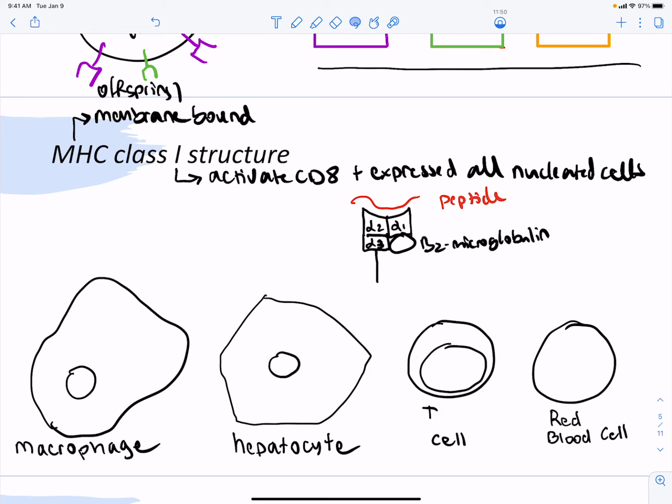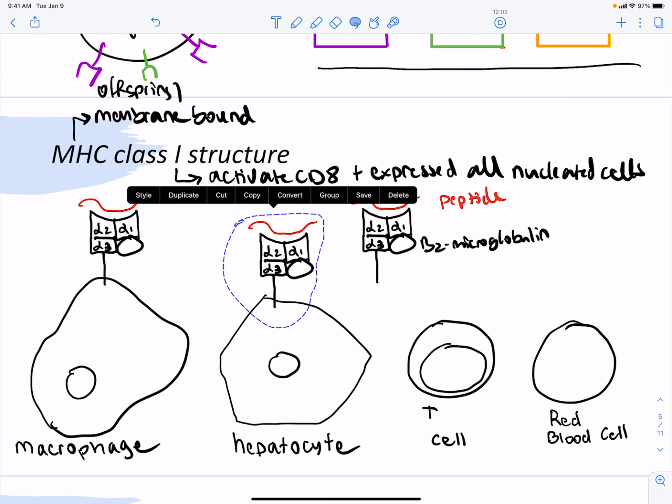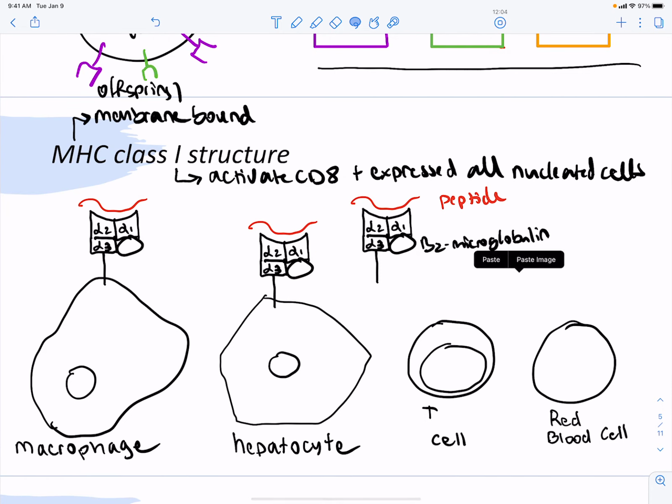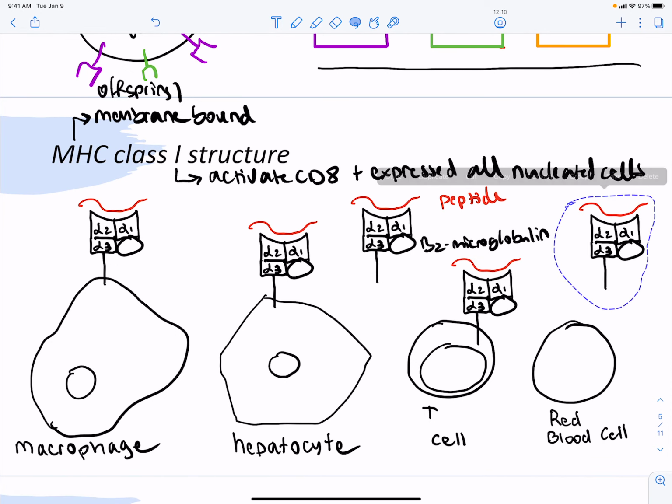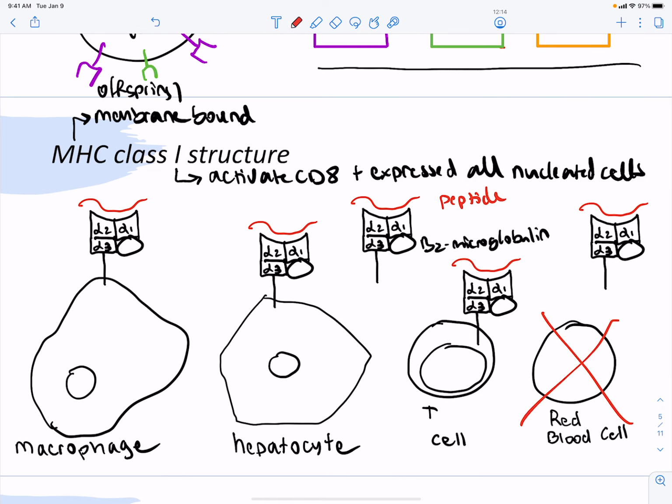And so this MHC Class 1 molecule will be found on a macrophage. It will be found on a hepatocyte, a liver cell. It will be found on another T cell, but it will not be found on a red blood cell. A red blood cell is not nucleated. It cannot express MHC Class 1.